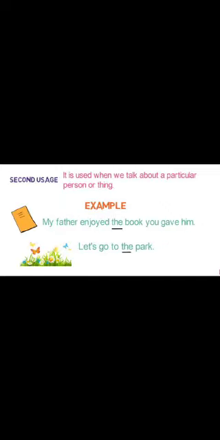Now the next example is I ate an apple. See, an apple, it's over, we have used an apple, but in the next sentence we have used the apple was sweet. Particularly we are talking about that apple only. Okay, or singular apple. Now the second usage, it is used when we talk about a particular person or thing. Now when we use the second kind of form, that is, my father enjoyed the book you gave him. Now what had he enjoyed? The book. Okay. The book which is offered by someone is enjoyed by the father.